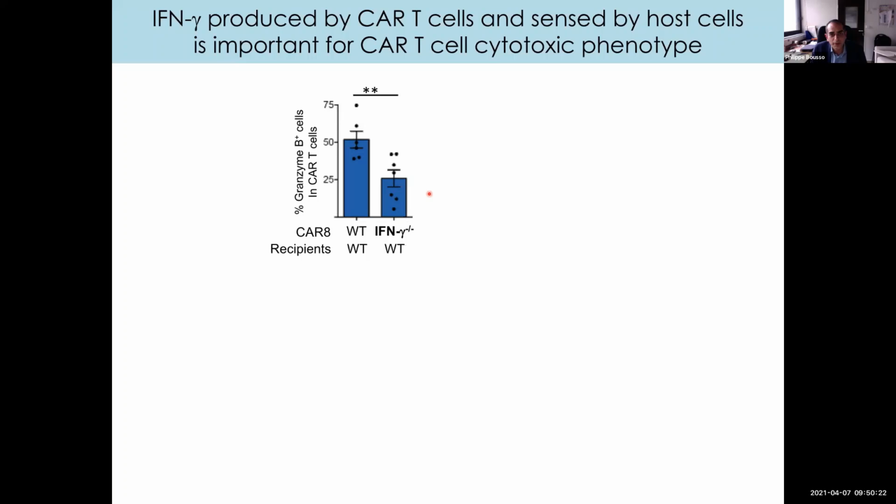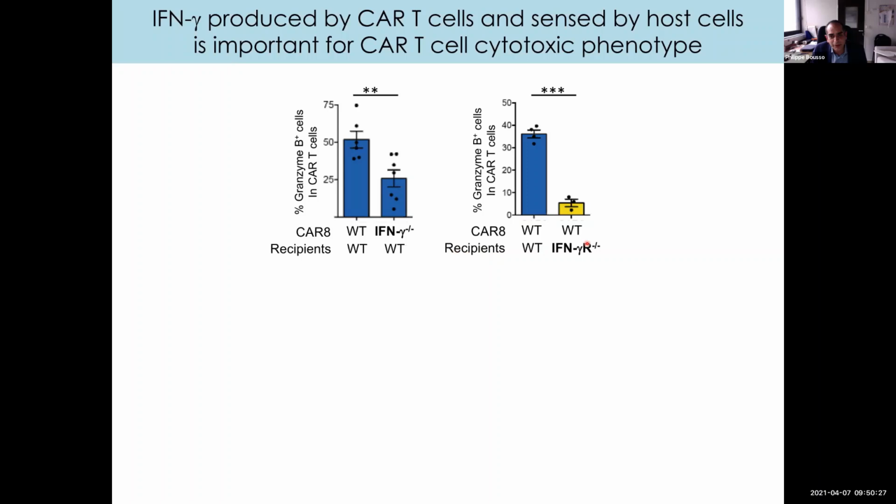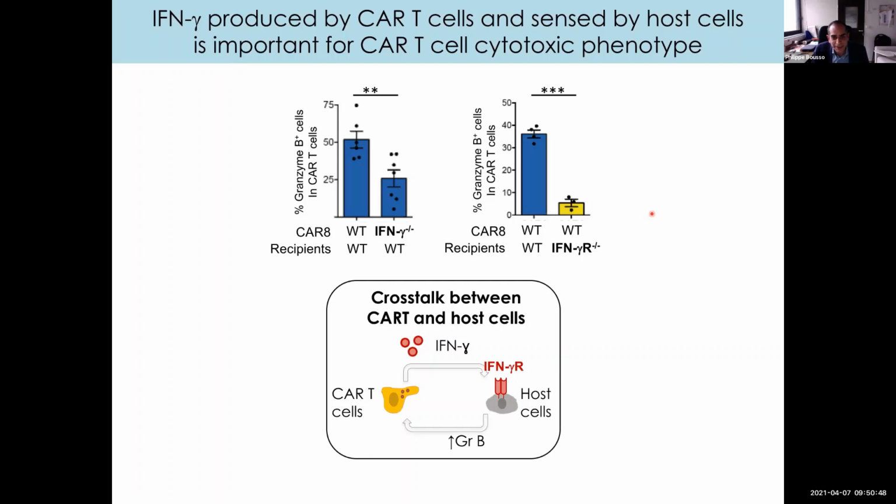What's really interesting is that if we now take recipient host cells that cannot respond to interferon gamma, by using an interferon gamma receptor deficient recipient, we also see the same kind of defect in the CAR T cells. This really suggests that there's a crosstalk between CAR T cells that produce interferon gamma, and host T cells that need to sense the interferon gamma and respond in a way that will promote the cytotoxic phenotype of the CAR T cells.